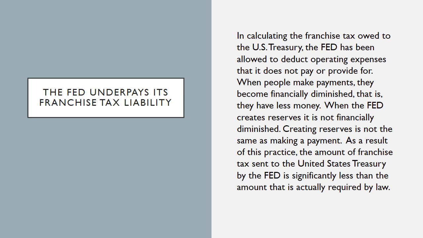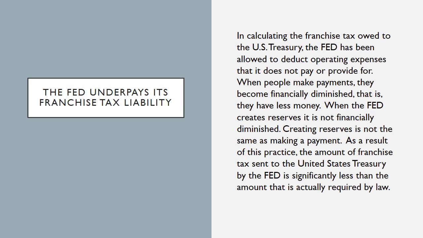The Fed underpays its franchise tax liability. In calculating the franchise tax owed to the U.S. Treasury, the Fed has been allowed to deduct operating expenses that it does not pay or provide for. When people make payments, they become financially diminished. That is, they have less money. When the Fed creates reserves, it is not financially diminished. Creating reserves is not the same as making a payment.